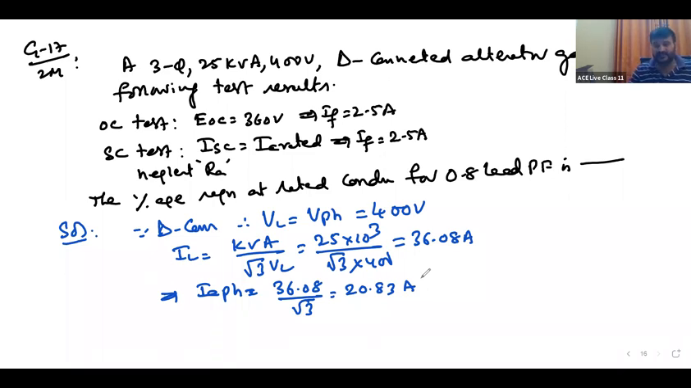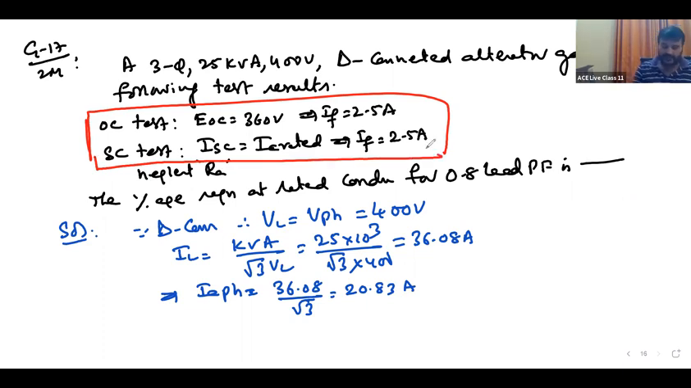Now calculate ZS first. ZS can be calculated from the test results only. IS is equal to IA rated, and that current is 20.83; the phase value only you have to take. Some students will doubt whether this 360 volts is line voltage or phase voltage. It is not specified, but line and phase are both the same, so 360 volts is both. Normally we need to take per phase values.